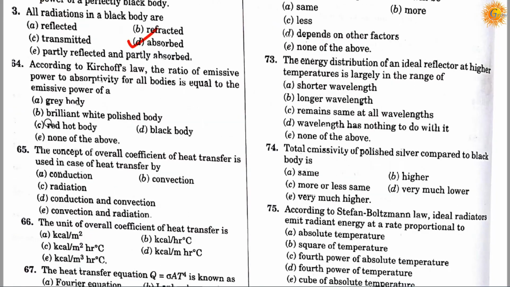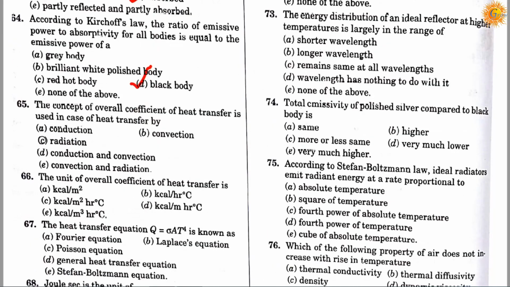Question number 64. According to Kirchhoff's law, the ratio of emissive power to absorptivity for all bodies is equal to the emissive power of a, option A, gray body, option B, brilliant white polished body, option C, red hot body, option D, black body, option E, none of the above. Correct answer is D, it's a black body.